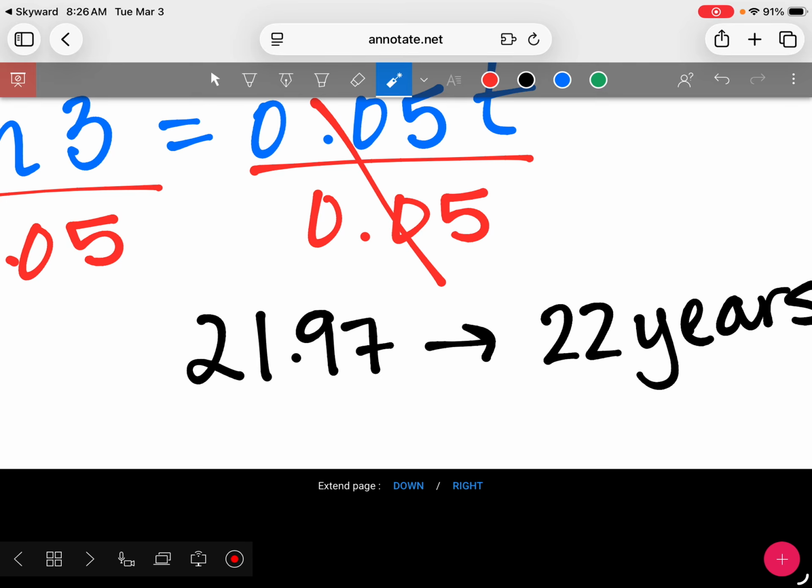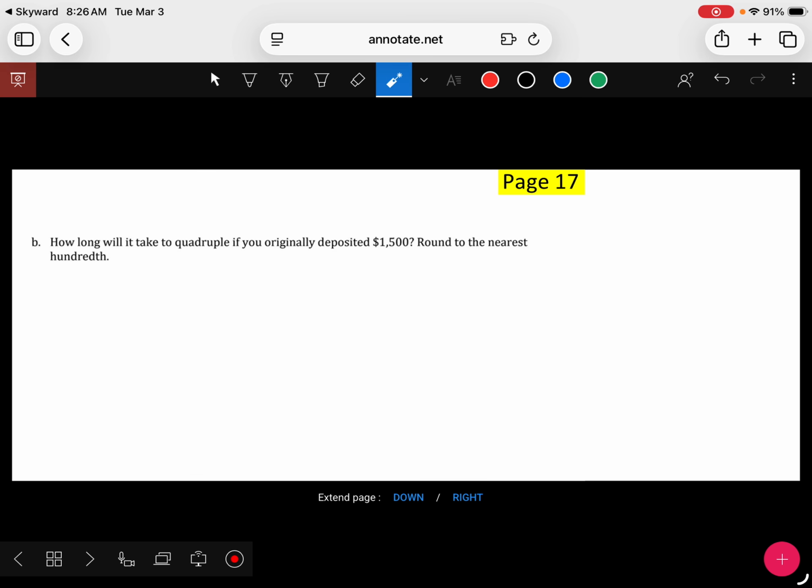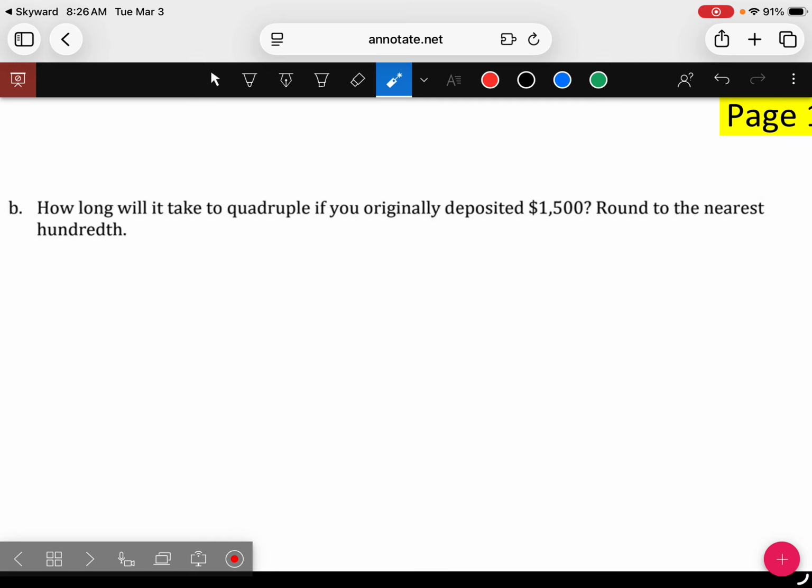All right, part B, same stuff. Let's do it again. I'm not going to do it. I want you to do it. Okay. This is my starting amount. The interest rate is still 0.05, just like part A. This time, we want to quadruple the money. And when you quadruple a number, what are we multiplying it by? 4. All right, go ahead and do it. This is just like the last two.